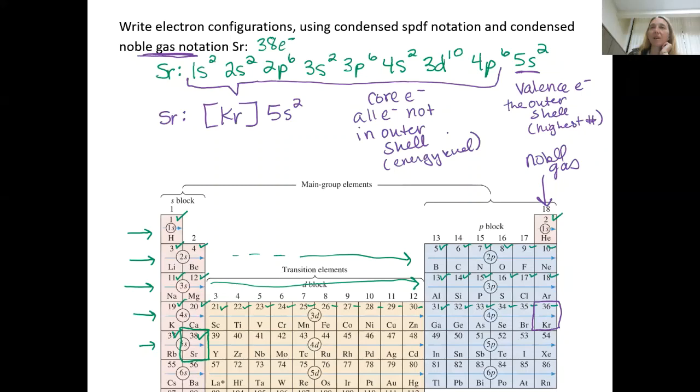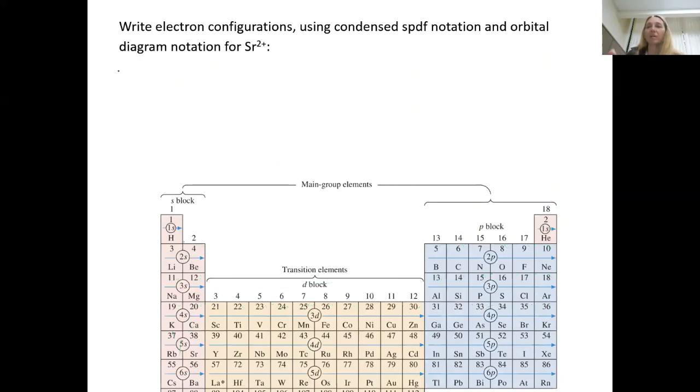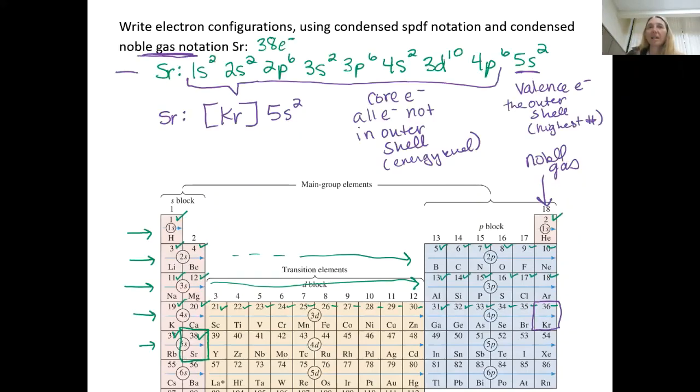Okay, any questions about that? So up here I have my condensed SPDF, and down here I have my noble gas notation, right? I'm shorthanding, so I don't have to write every single thing out.